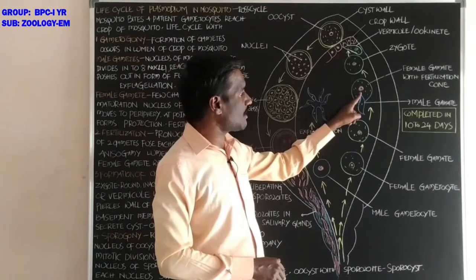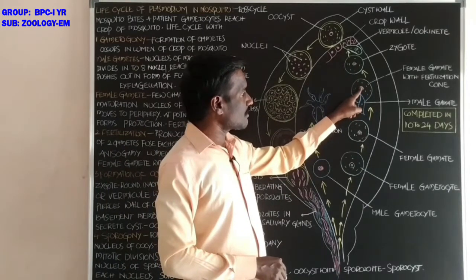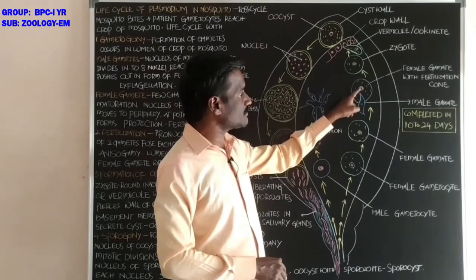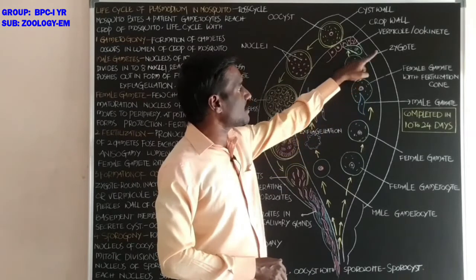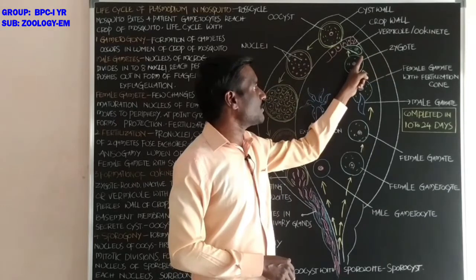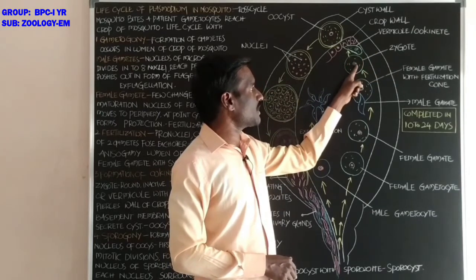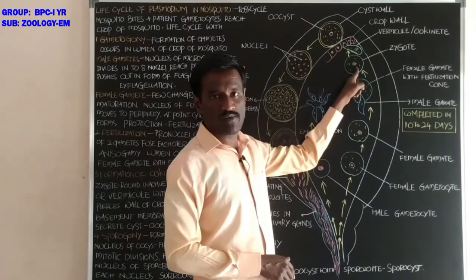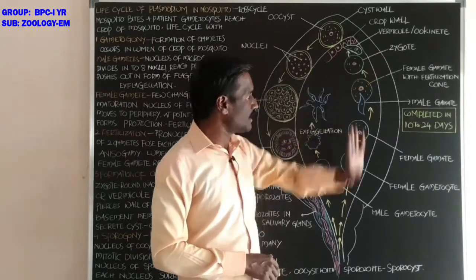This is the female gamete combined with the two nuclei, that is called syngamy. That is now called the zygote. The zygote is circular in shape and non-motile; movement is not possible by the zygote.